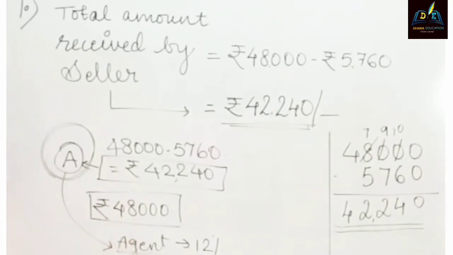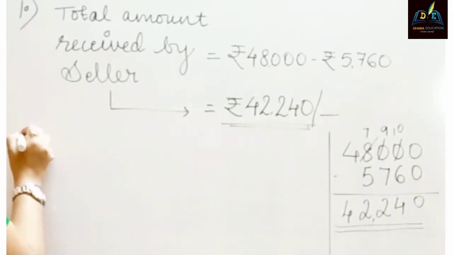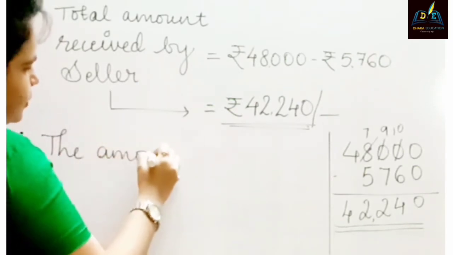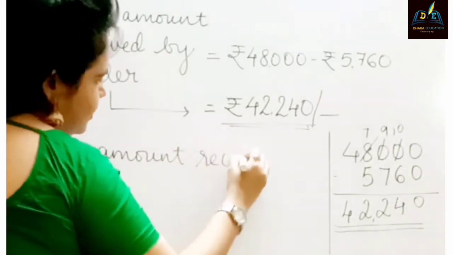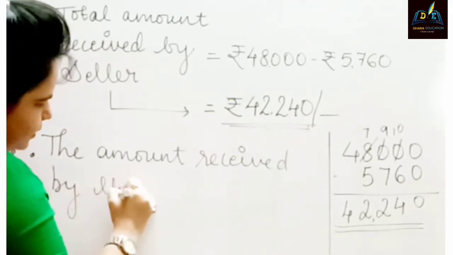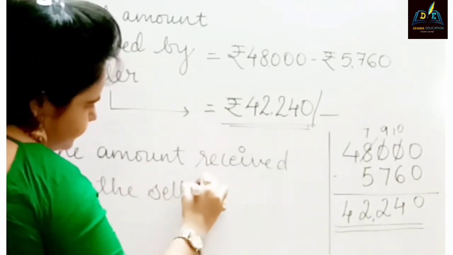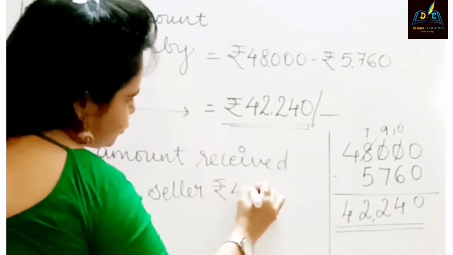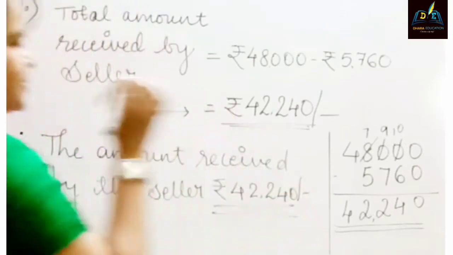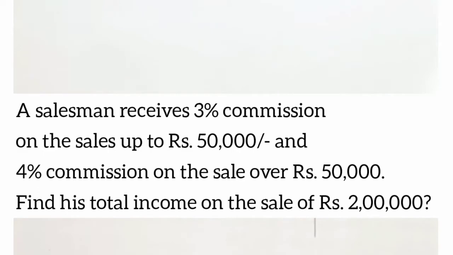Am I clear? So the amount received by the seller is rupees 42,240. That's it. So our next sum is: a salesman receives 3% commission on the sales up to rupees 50,000.